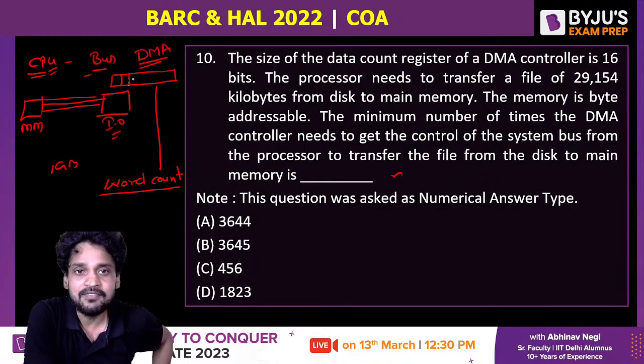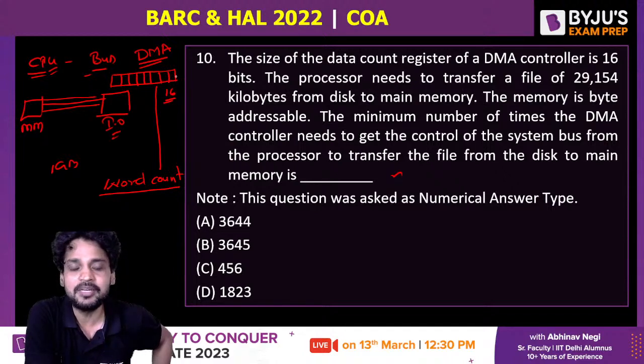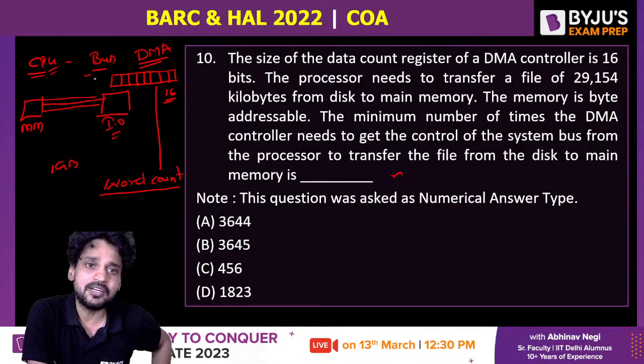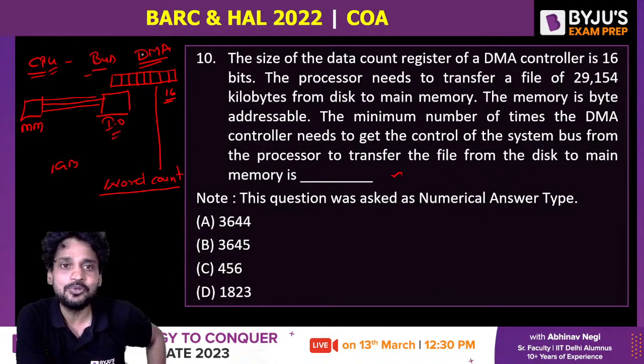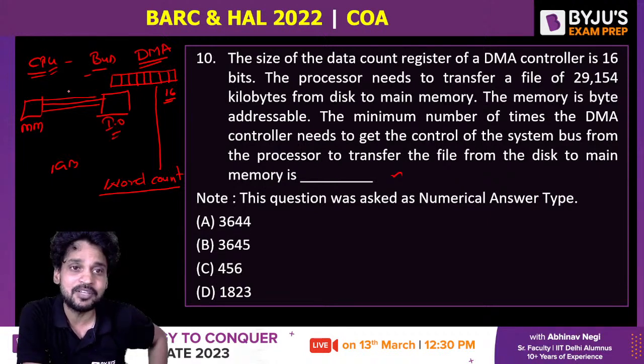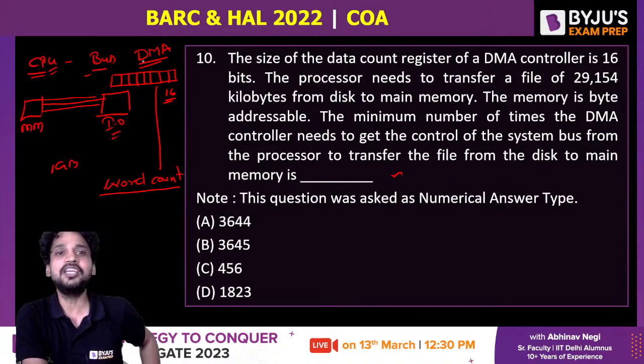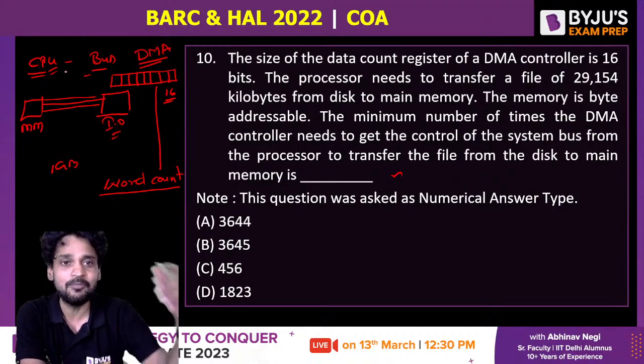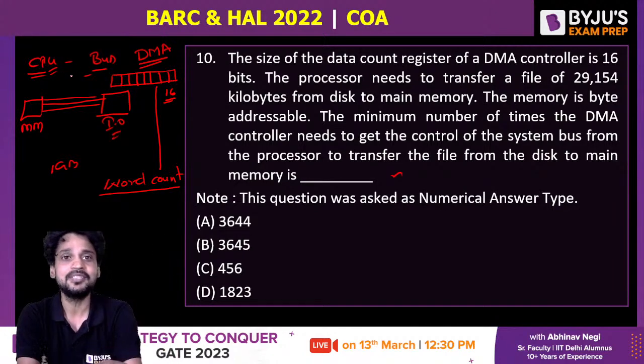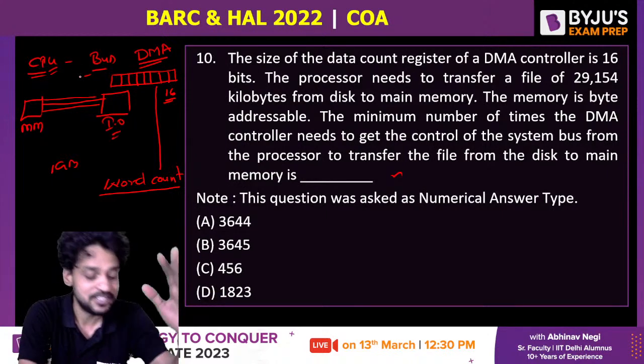DMA will have a word count register. This word count register is equal to 16 bits. Initially, all the bits will be filled up. During every word transfer, this word count register will get decremented. Right after the word count register becomes 0, DMA needs to make a request to the CPU again to release the bus system. Once the word count register becomes 0, the bus system will be regained by the CPU. So DMA has to request the CPU one more time, and one more time. So for how many times should the DMA controller request the CPU? This is the question. Got me?